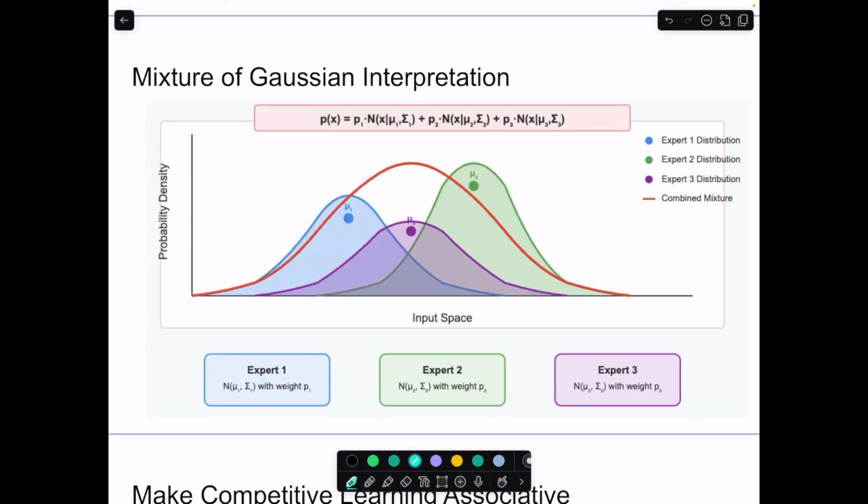Here is a visual representation of how we can interpret the error function as a mixture of Gaussians. As you can see, we can have 3 experts and they each represent their own Gaussian distribution. We also have a gating network that assigns the probability of this Gaussian distribution. So distribution 1 is our P1 probability, and P2, P3 probability accordingly. The combined mixture of Gaussians is a weighted sum of all the experts' output.